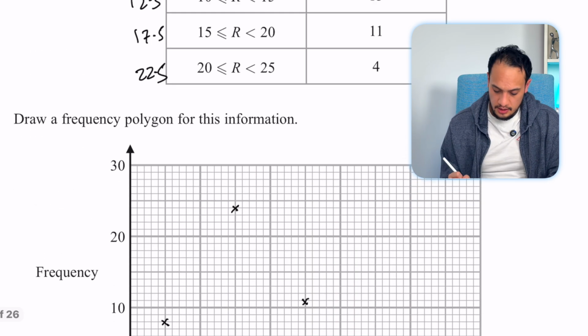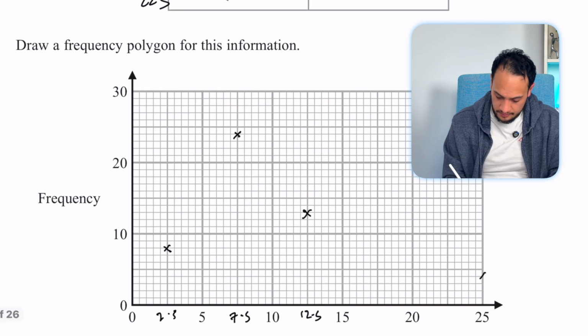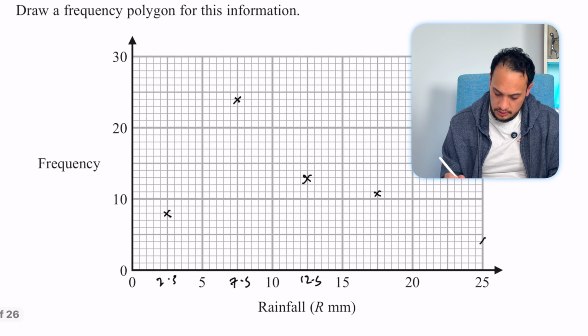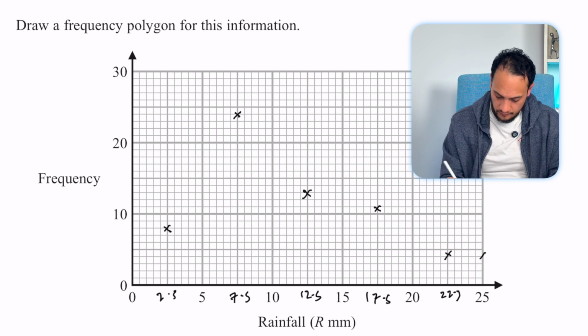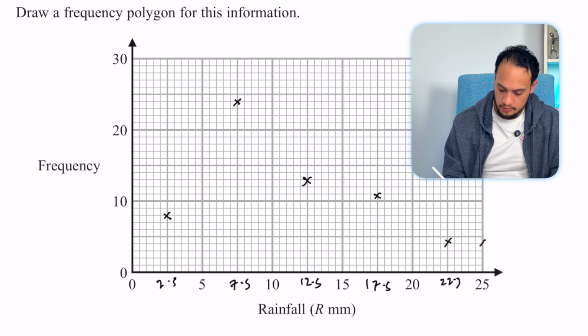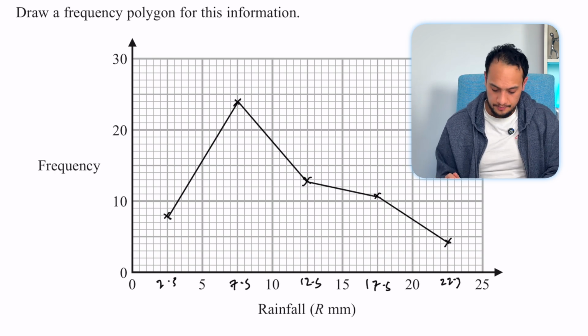We've got 11. Then we have, I read that wrong, 13, sorry. So that'll be 13. And then we've got 11 down here. And we have 4 at 22. So we've got 22.5, 17.5, and we have 4 like that. And then what we need to do is we need a line that joins them all, like that, and like that. And we've done it.